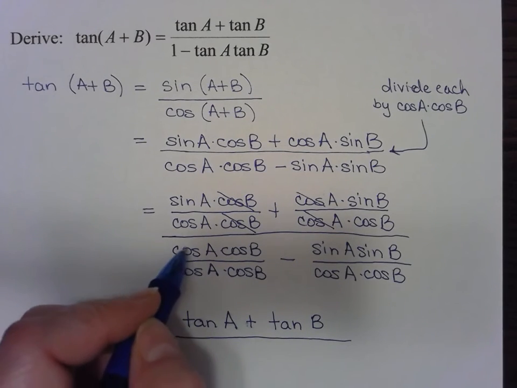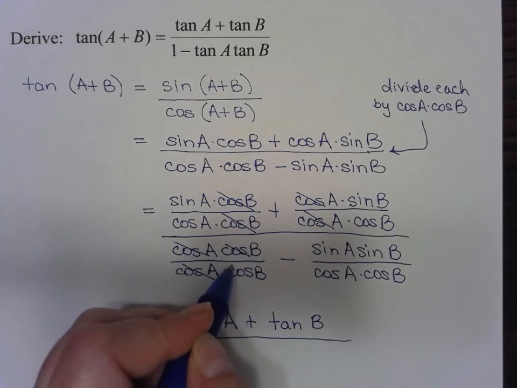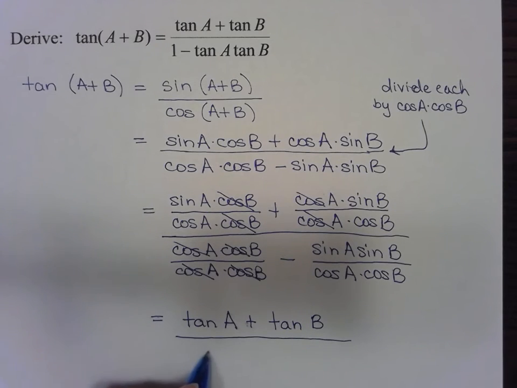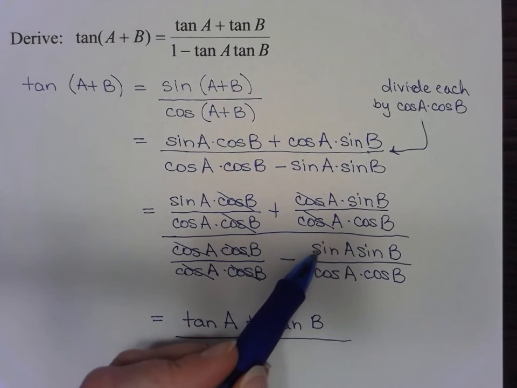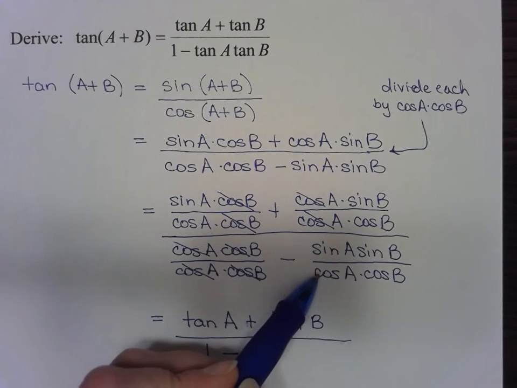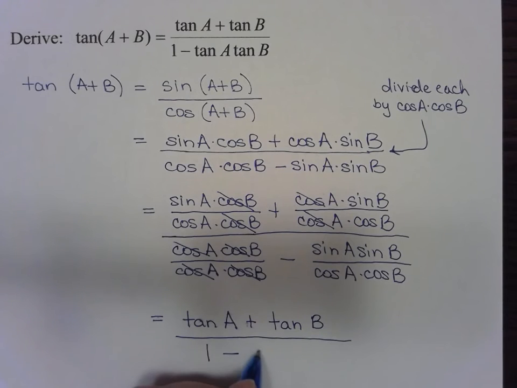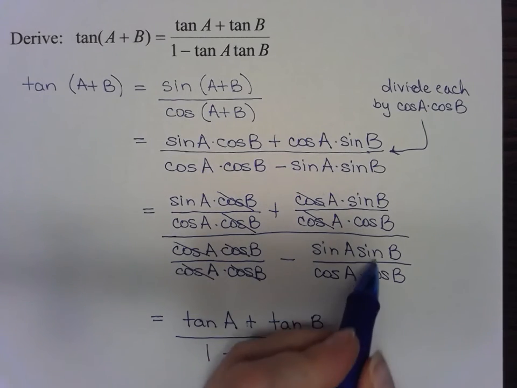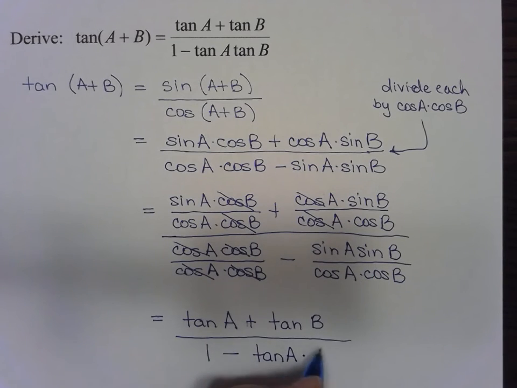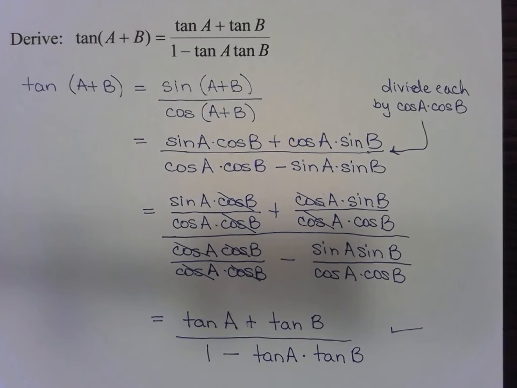Okay, for the bottom, these both cancel out. That's going to give us a 1 minus, and then we're going to have sine of A over cosine of A. That's the tangent of A. Sine of B over cosine of B. That's the tangent of B. So we have derived the sum formula for the tangent.